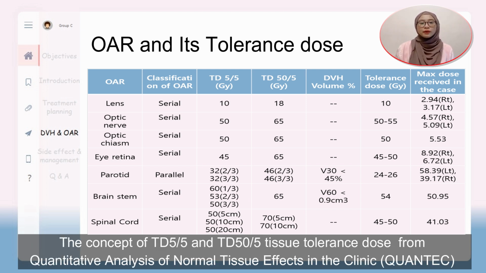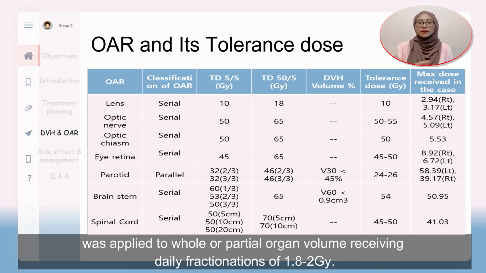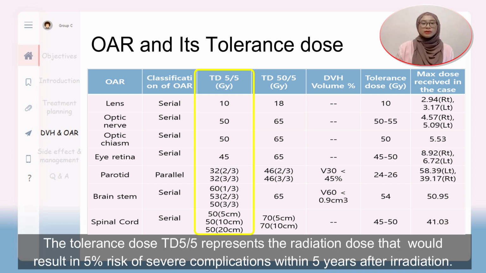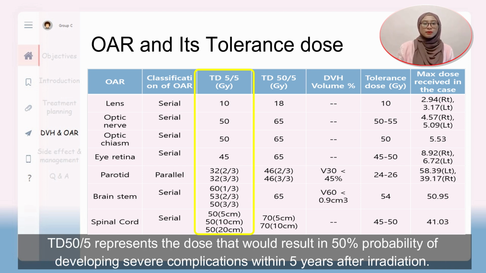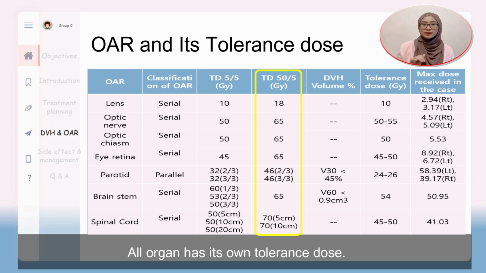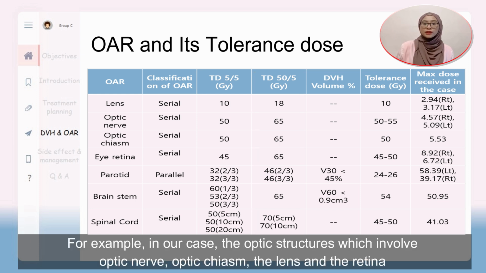The concept of minimal tolerance dose, TD5/5, and maximum tolerance dose, TD50/5, from the Quantitative Analysis of Normal Tissue Effects in the Clinic, QUANTEC, was applied to both parallel and whole organs that receive daily fractionation of 1.8 to 2 gray. Minimum tolerance dose represents the radiation dose that will produce a 5% risk of severe complications within 5 years after irradiation. Meanwhile, maximum tolerance dose represents the radiation dose that will cause a 50% probability of severe complications within 5 years after irradiation. All organs have their own set of tolerance dose.